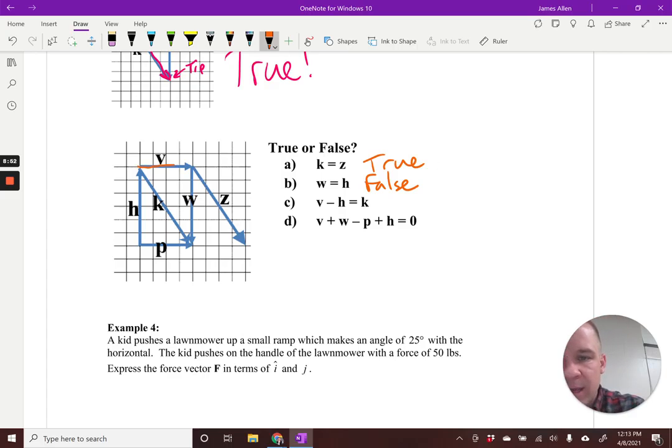All right, how about V minus H is equal to K? So here's V. And remember, if we're doing minus H, that just means we're going the other direction with it. And if I were to take that, let's see if I can do that. Come on, technology. Boom. Look at that. Tip to tail method, that is K right there.